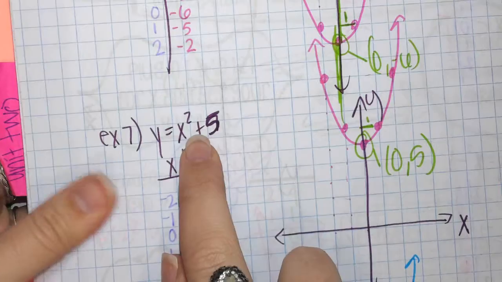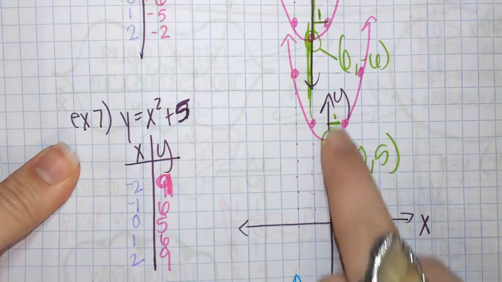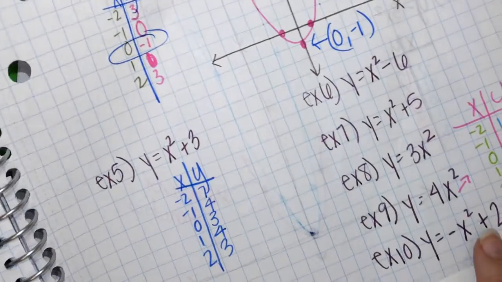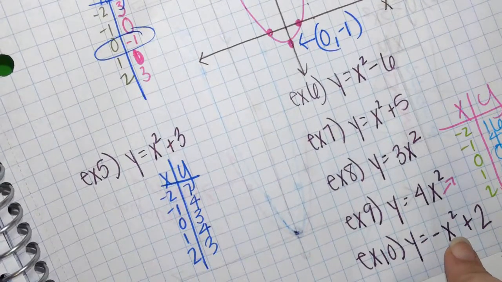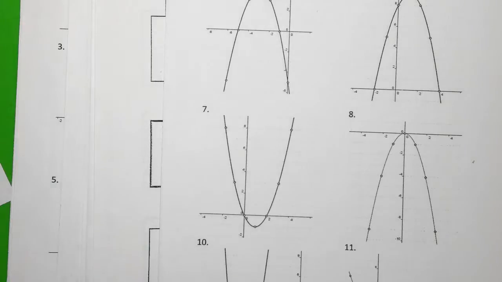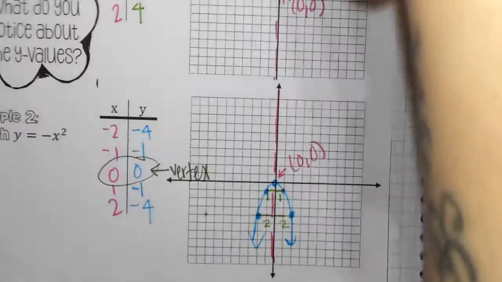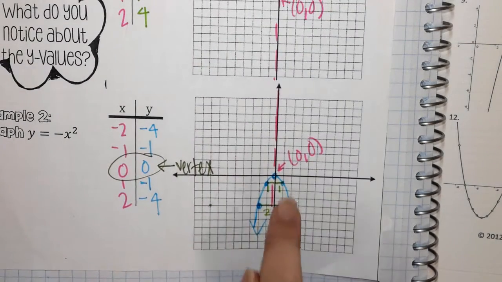When we said x squared plus 5, what did the graph do? We went up 5. So if I say -x squared plus 2, what's it going to do? It's going to go up 2. Is it going to be going up or down since it's negative? Down. It's going to look like this, but move up 2.